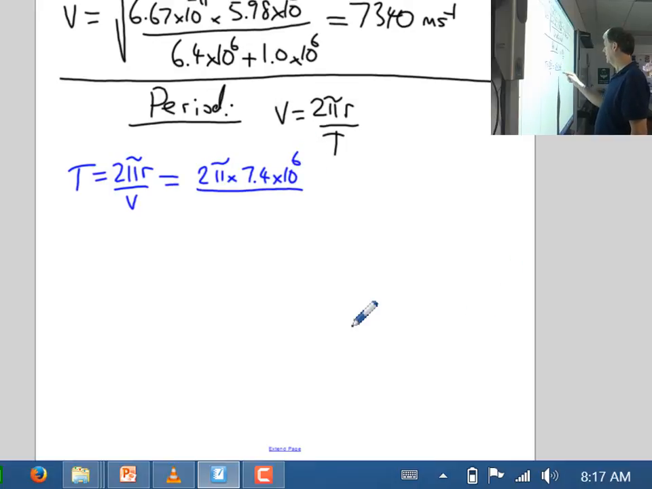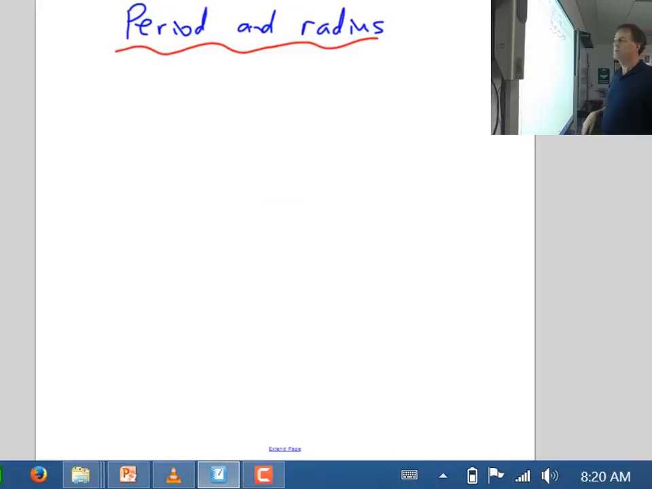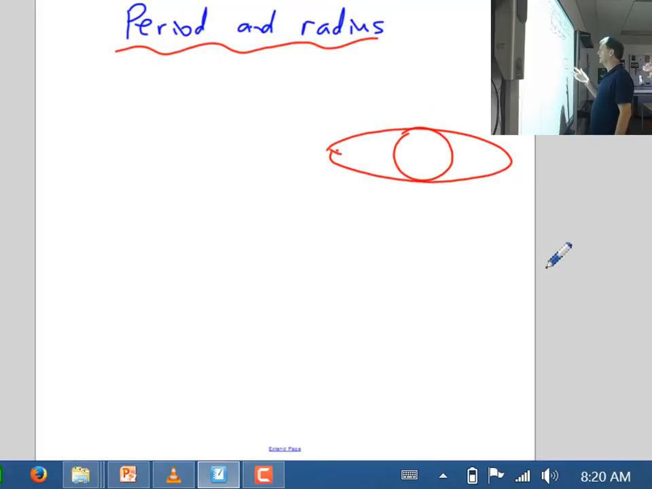And the period is going to be, with the velocity we've got at 7,340, so many seconds. So it's about 6,300 seconds, which is approximately 105 minutes. Now, the other thing to be aware of is there's a very strong link between period and radius for the orbit. So depending on the satellite you want to put up, if you want to put it up with a longer period, you need to look at the relationship between period and how high above the Earth it is, or the total radius to the centre.